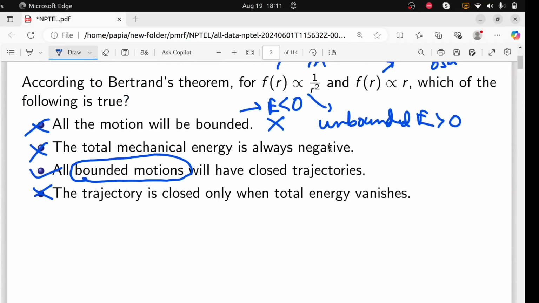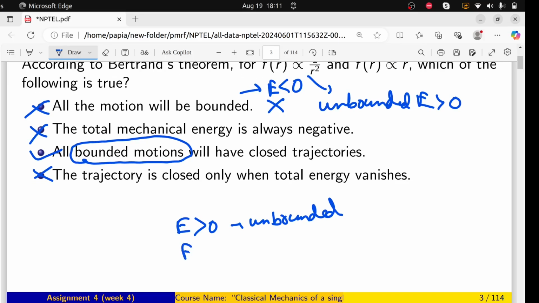So that's why, so all the motion will be bounded. No, it is not correct. When E is greater than 0, then it is unbounded. So that is not correct. The total mechanical energy is always negative. That is also not correct, because you can see that sometimes E is greater than 0 also.